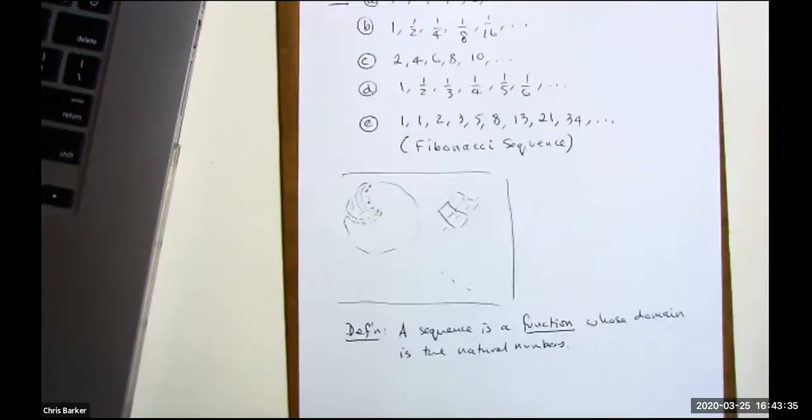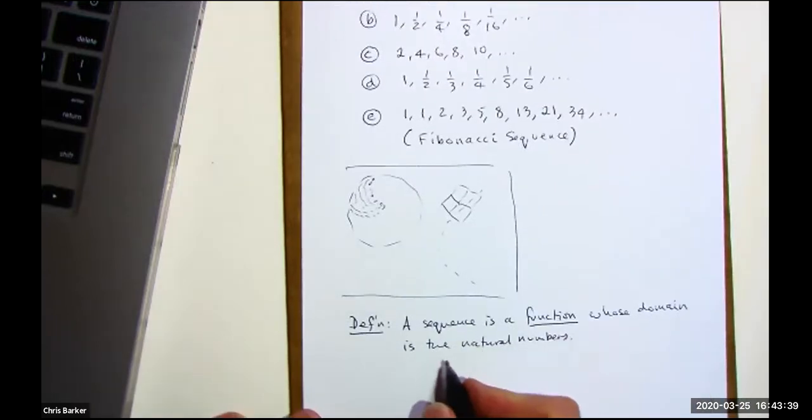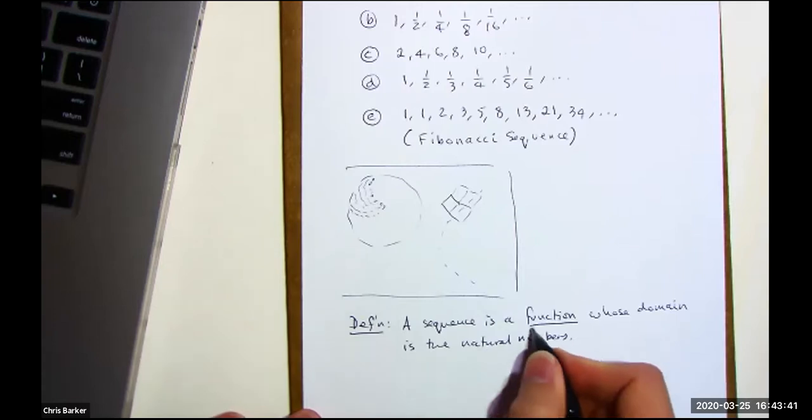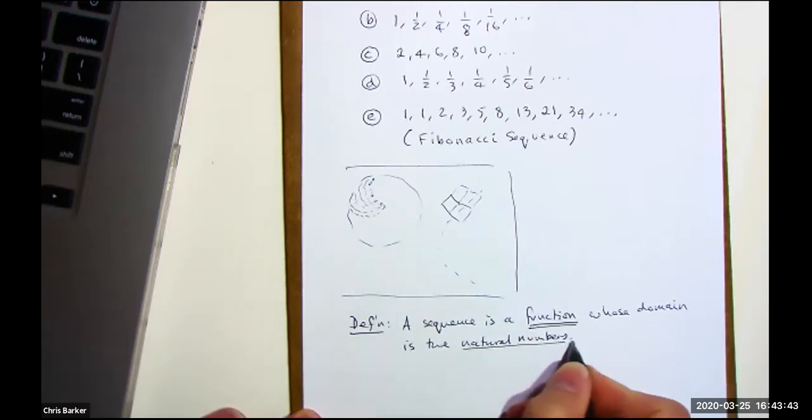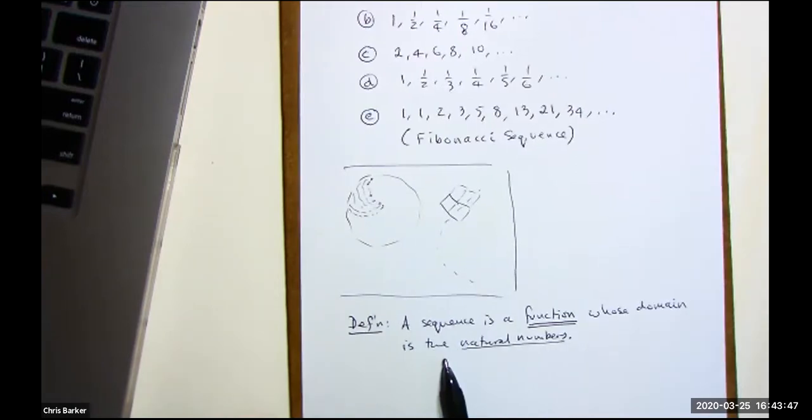Okay, so a sequence is a function whose domain is the natural numbers. That's important. The domain is the natural numbers. So what you can never do with these is plug in fractions for these sequences as the input. You could never plug in decimals of any kind. You only get to plug in whole numbers or counting numbers.